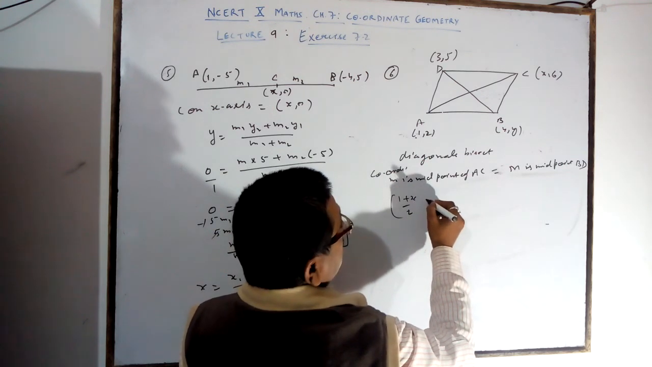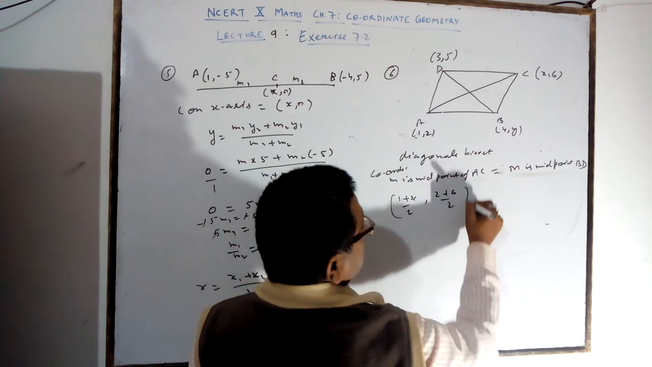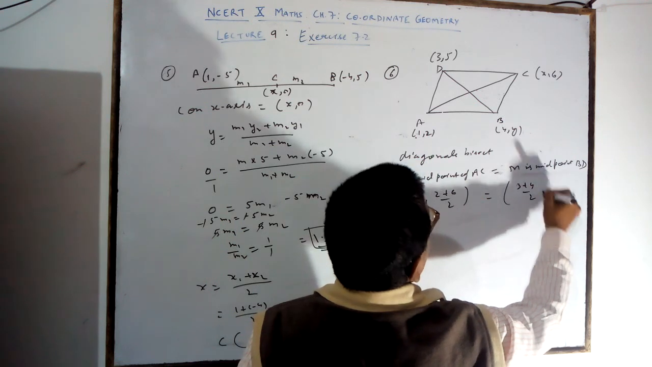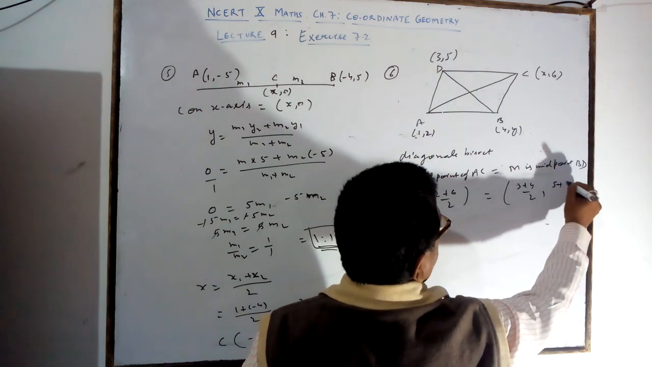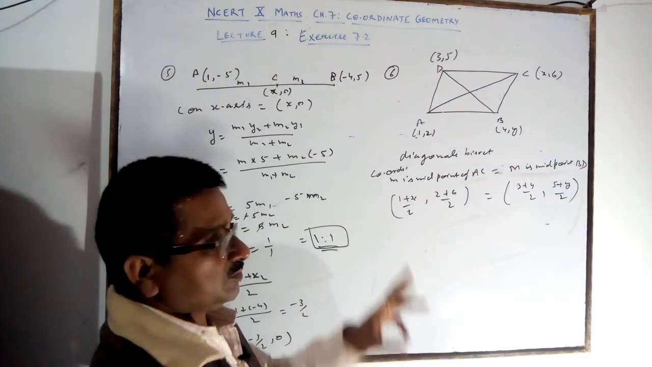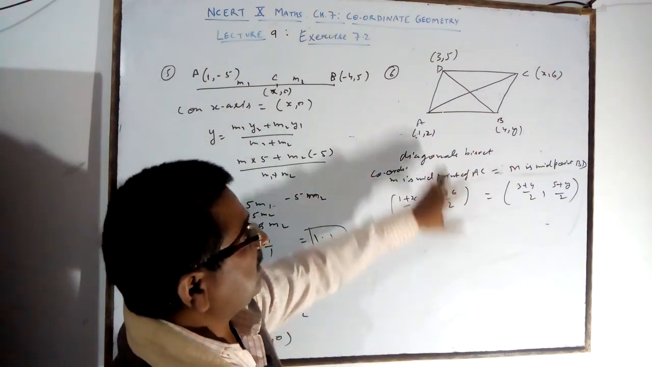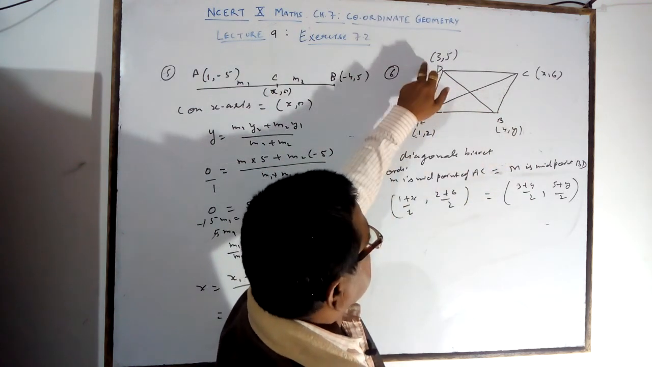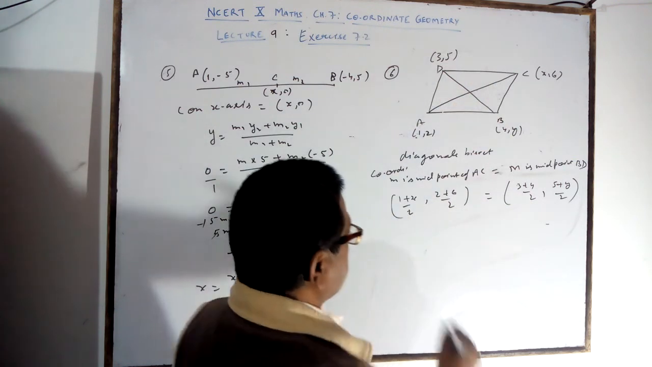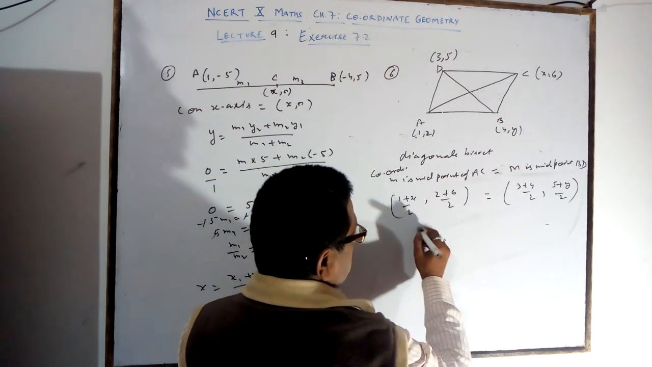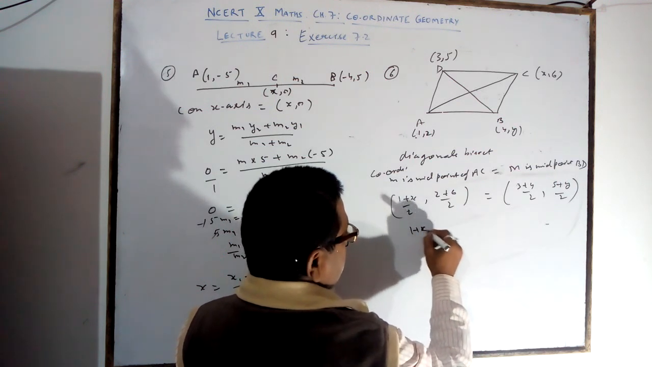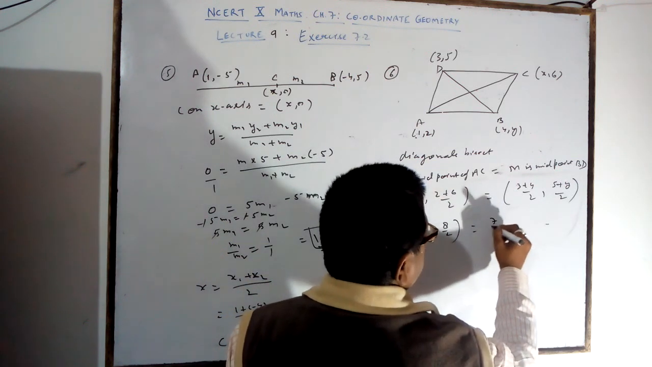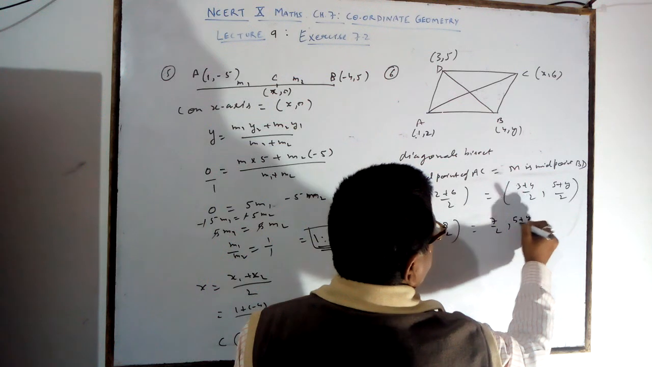So fit one point here and one point there: (1 plus x by 2, 2 plus 6 by 2) is equal to (3 plus 4 by 2, 5 plus y by 2). That is (x1 plus x2 by 2, y1 plus y2 by 2) for AC, and for BD likewise, 3 plus 4 by 2, 5 plus y by 2. Comparing, you get (1 plus x by 2, 8 by 2) is equal to (7 by 2, 5 plus y by 2).